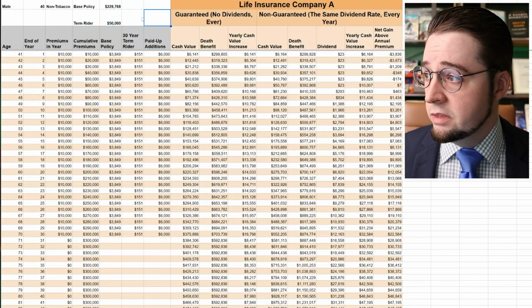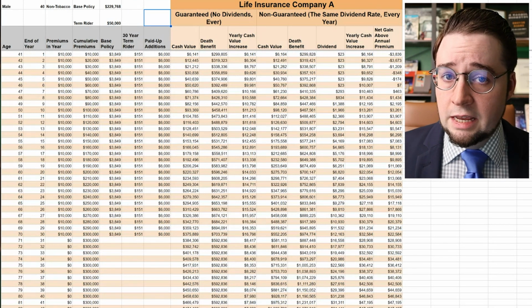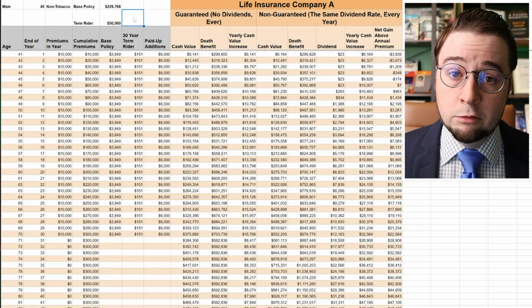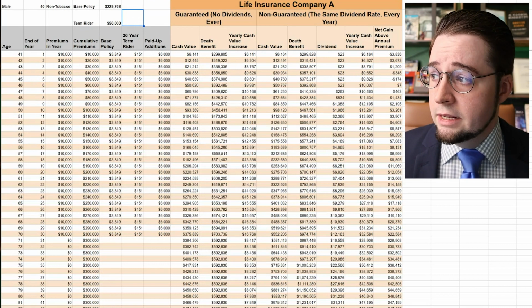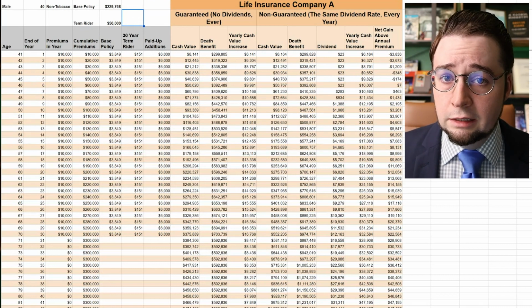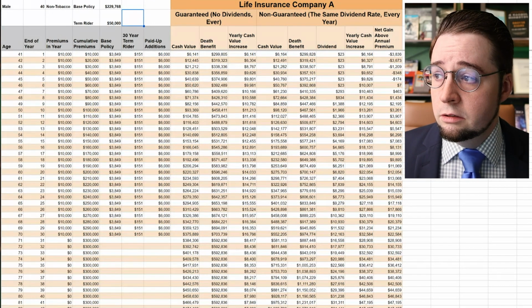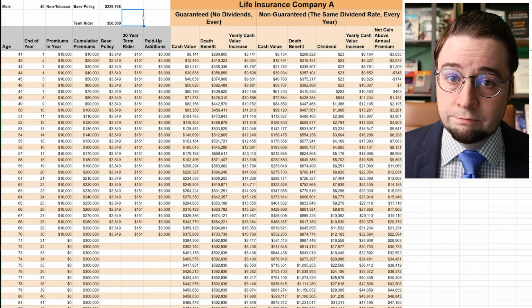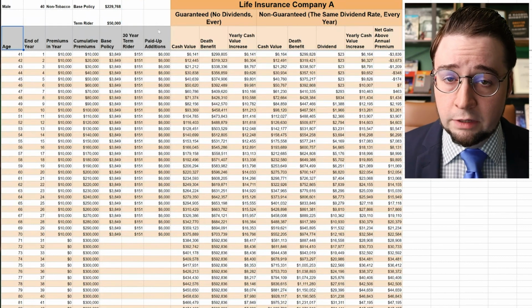Now, the first thing that I say before we get into these numbers, I say this in every client meeting when I'm reviewing an illustration, is that everything in a life insurance illustration, tabular detail, which is what this is, is wrong. Okay, everything on this page is wrong, and I'll explain why.